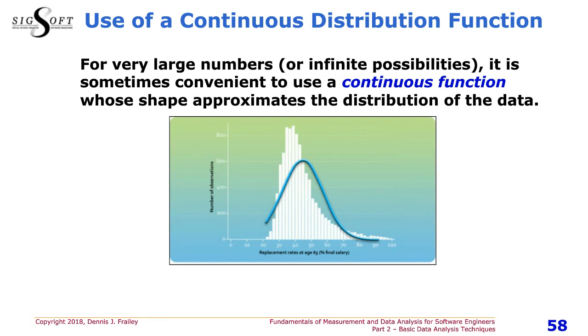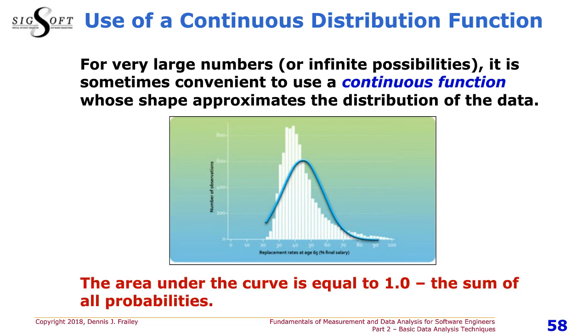Now, this is an example where the function doesn't match the data that closely, but it's at least in the same general shape. And you'll notice the bar graph represents the actual data, it may be discretized, and the curve is a mathematical function that sort of represents that. Well, in order for this curve to be a function that represents a distribution, the area under the curve has to be equal to 1.